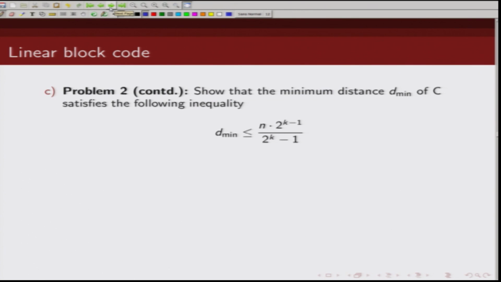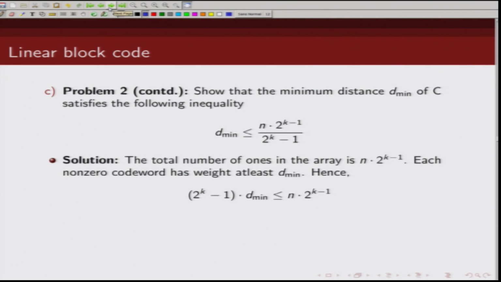Now, we prove another result. We show that the minimum distance of the code is upper bounded by this quantity, and to prove this result we are just going to use the result we just proved in the previous section.